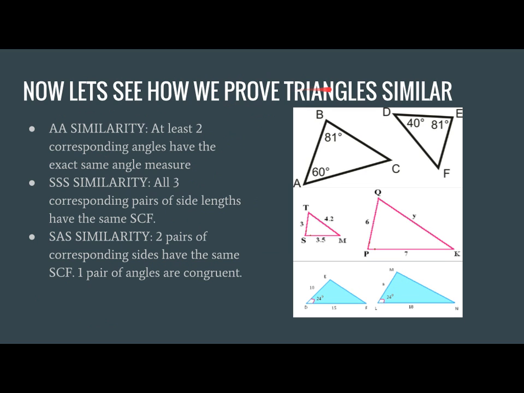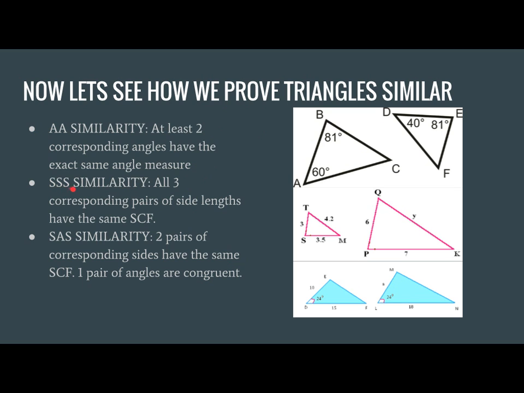Now let's see how we prove triangles similar. So we have three similarity proofs. We have the AA similarity, angle-angle similarity. At least two corresponding angles have the exact same angle measure. If we have that, then we can prove that triangles are similar.